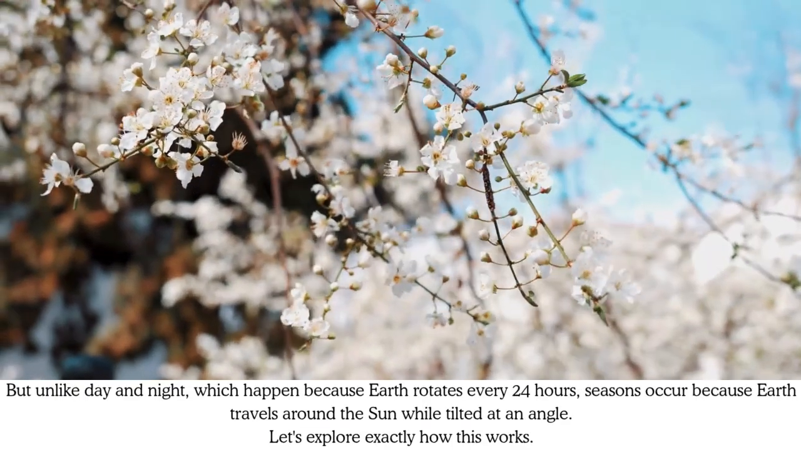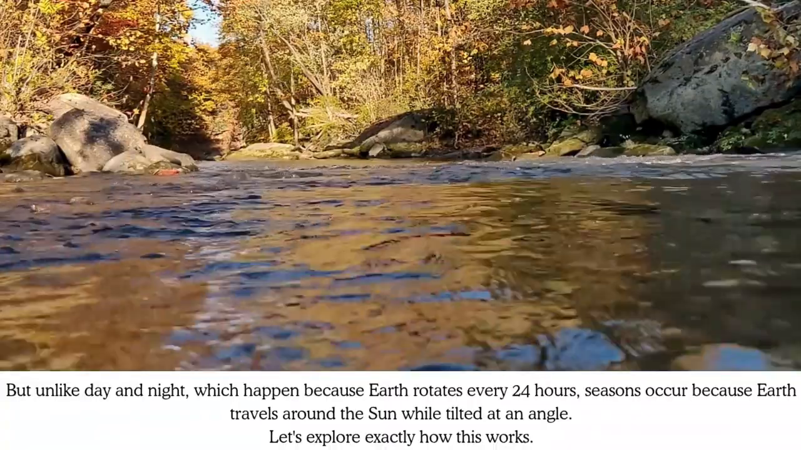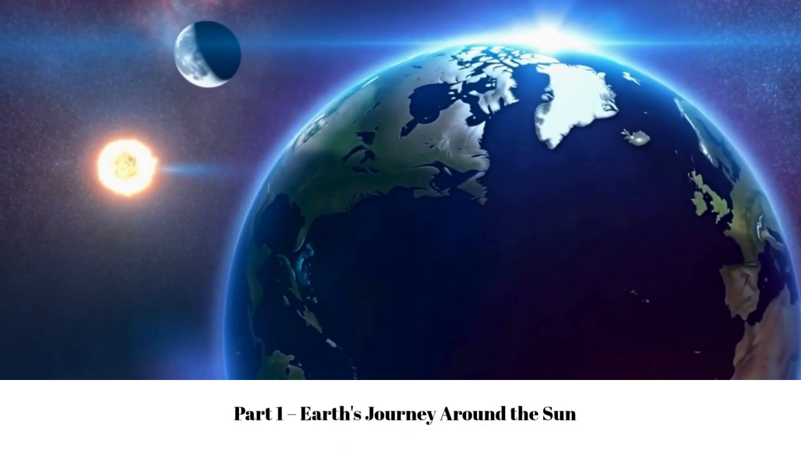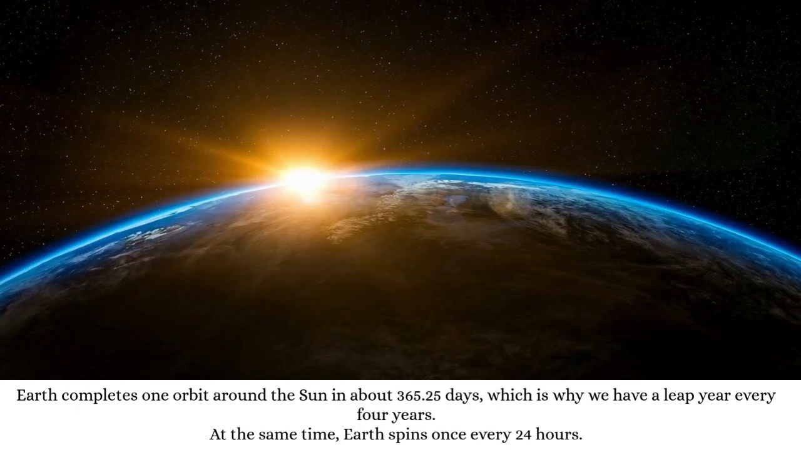But unlike day and night, which happen because Earth rotates every 24 hours, seasons occur because Earth travels around the sun while tilted at an angle. Let's explore exactly how this works. Part 1, Earth's journey around the sun.